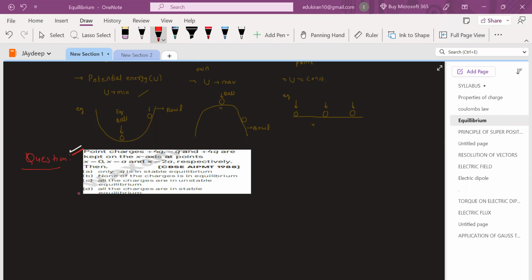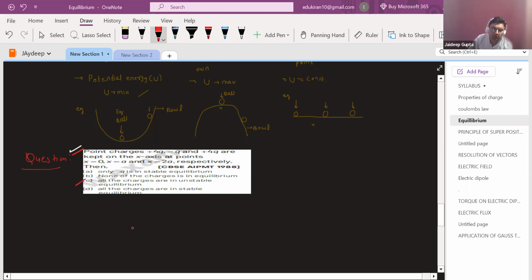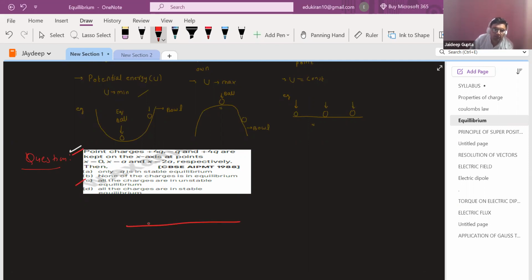So charges are stable, unstable. Sorry, option C is correct. Because there are three charges: plus 2q, and this is minus q, I think, minus q, again plus 4q. And they are placed at, this is at origin, this is at A, and this is at 2A. It means the distance between them is 2A, and this is at the center.